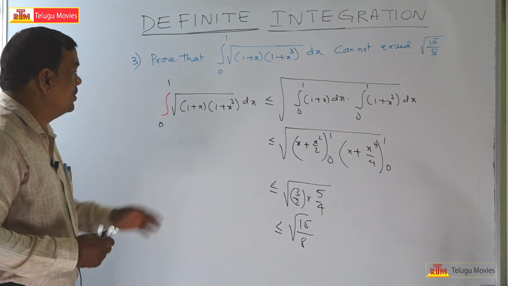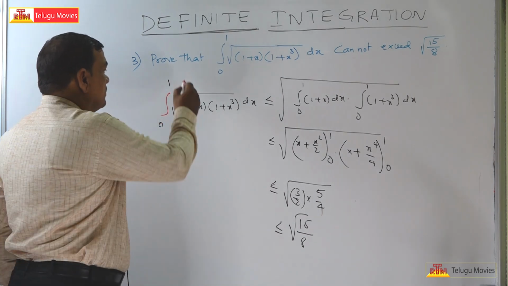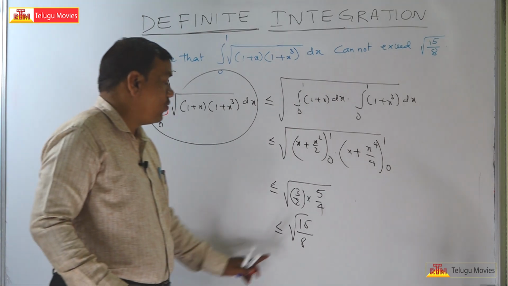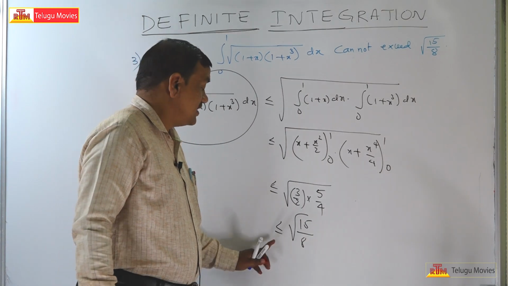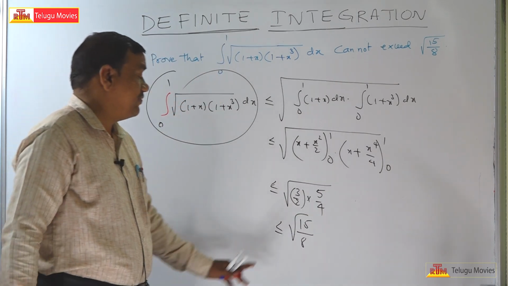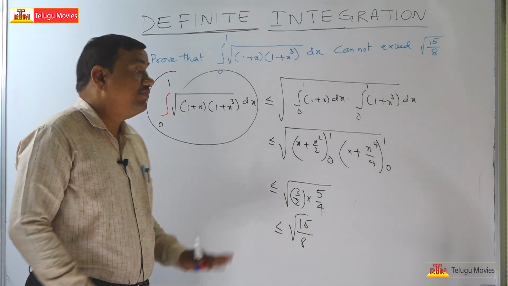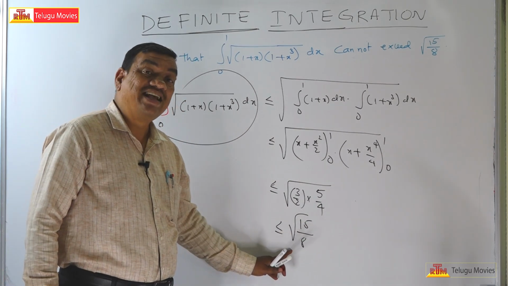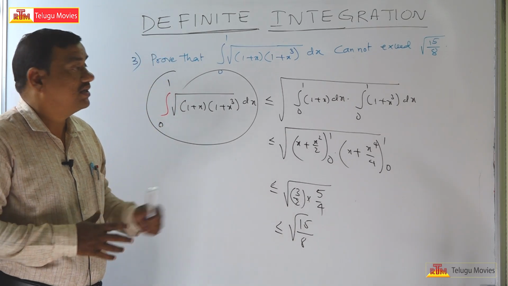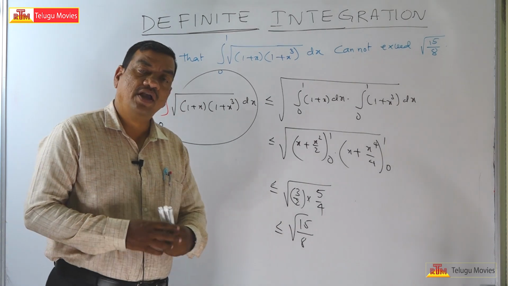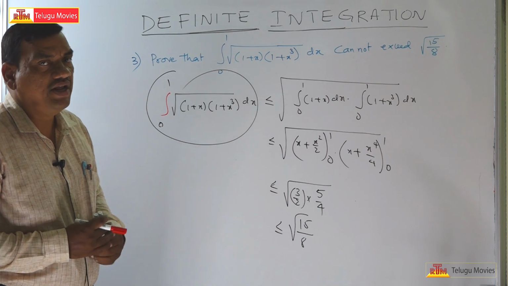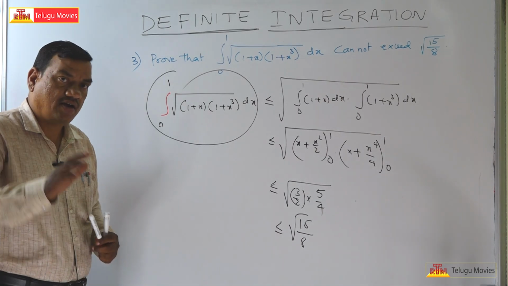Now, what do you observe here? The value of this is less than or equal to root of 15 by 8. Less than or equal to root of 15 by 8 means this is the maximum bound. The maximum bound is root of 15 by 8. Therefore, this value cannot exceed root of 15 by 8. So, the maximum value will be this. Okay. Right. If you know this property, the problem will be very, very easy. Let us see the next problem.